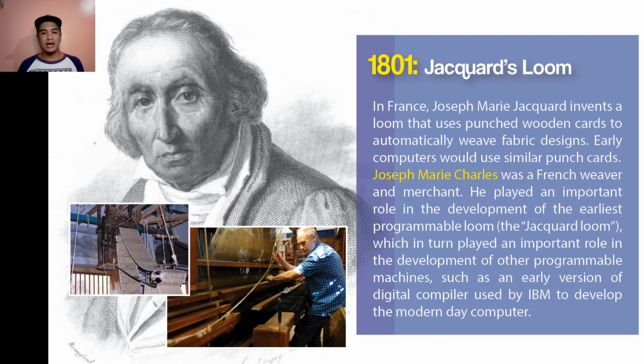So basically, you need to have a bigger room for the storage of the data, right? In 1801, we have Jacquard's loom. In France, Joseph Marie Jacquard invents a loom that uses punched wooden cards, just like what is shown in the photo, to automatically weave fabric designs. Early computers would use similar punch cards. Now, Joseph Marie Jacquard was a French weaver and a merchant. He played an important role in the development of the earliest programmable loom, or we call it Jacquard loom, which in turn played an important role in the development of other programmable machines, such as an early version of the digital compiler used by IBM to develop the modern day computer.